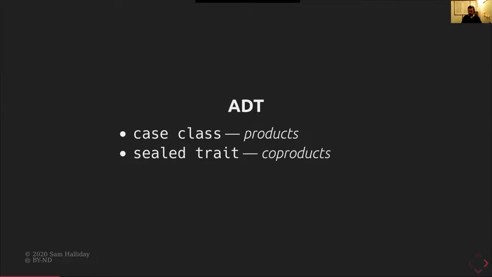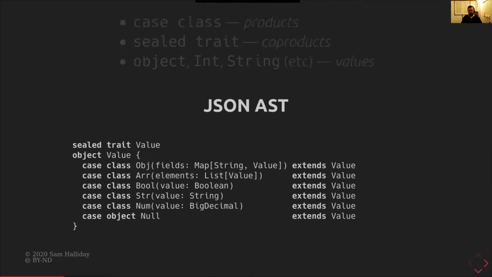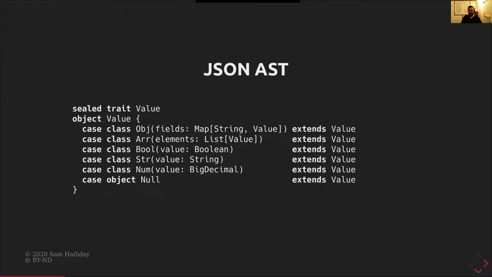The other thing that's important for this talk are abstract data types. These can be encoded in Scala through case classes, which are more academically known as products, or sealed traits, which are known as coproducts or sum types, and then primitive values, things like objects, integers, strings, booleans, that kind of thing, the ends of the tree. And I'm going to be talking about ASTs, abstract syntax trees. For JSON, what we mean there is modeling the language of JSON as an ADT, an abstract data type, so just as a data type.